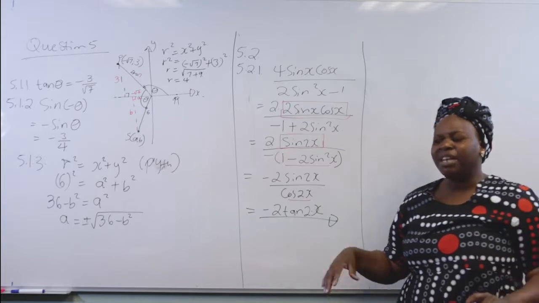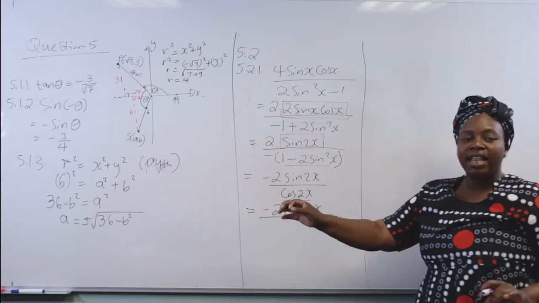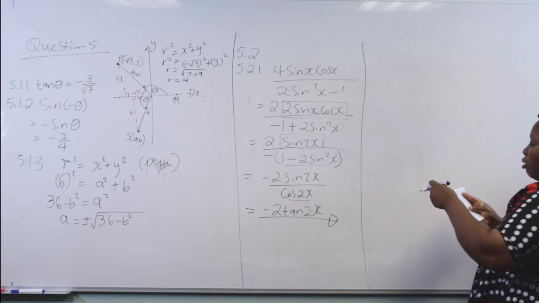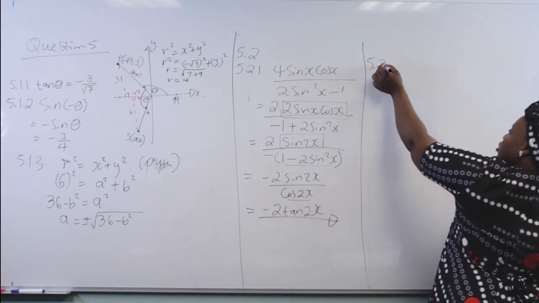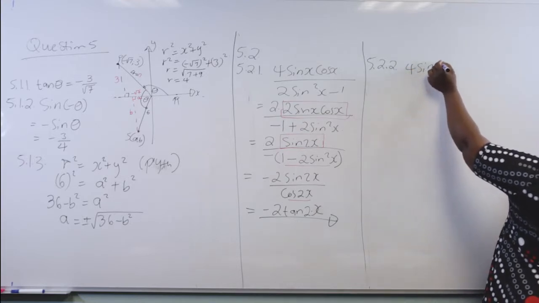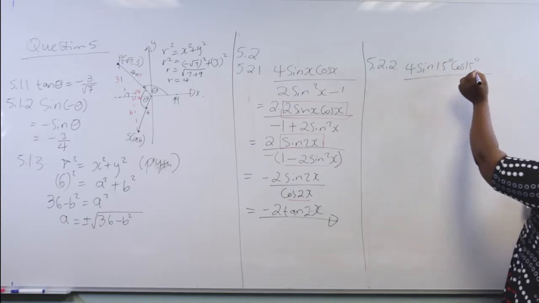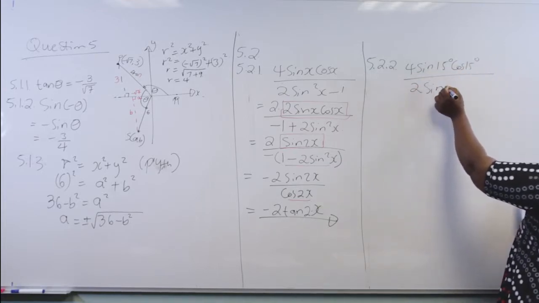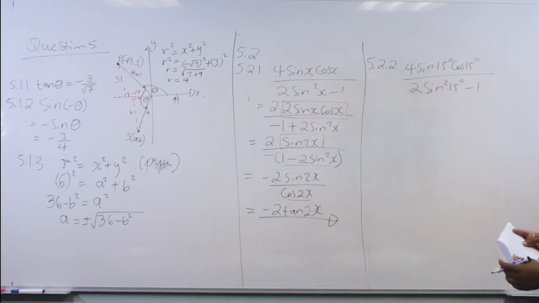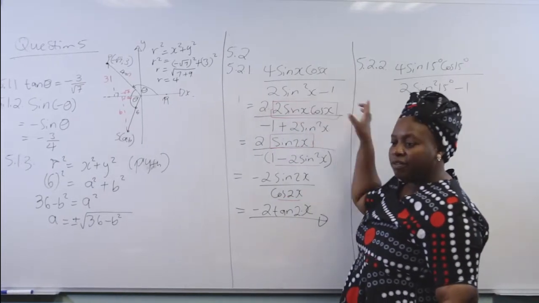And now they give you something, but if you look at it, you'll see that it's similar, just that they change at least an angle and they put a number. That's what they do. So let's see what they are saying hence to. Hence calculate the value of 5.2.2. We are calculating the value of 4 sine 15 cos 15 divided by 2 sine squared 15 minus 1. Folks, look at this. This statement is the same as this statement, just that now x is 15.